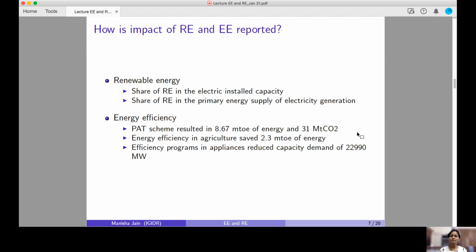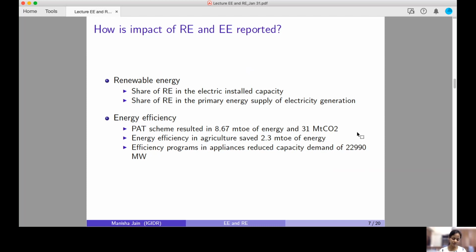Now, what happens with measuring energy efficiency impacts in, say, agriculture pump sets? What the government and distribution utilities do is they promote energy efficient pump sets for farmers. Now, if the farmer takes up that energy efficient pump, how would I calculate the energy saved? I will look at what the energy consumption would have been if that inefficient pump had been there, and what the energy consumption of the new pump is.